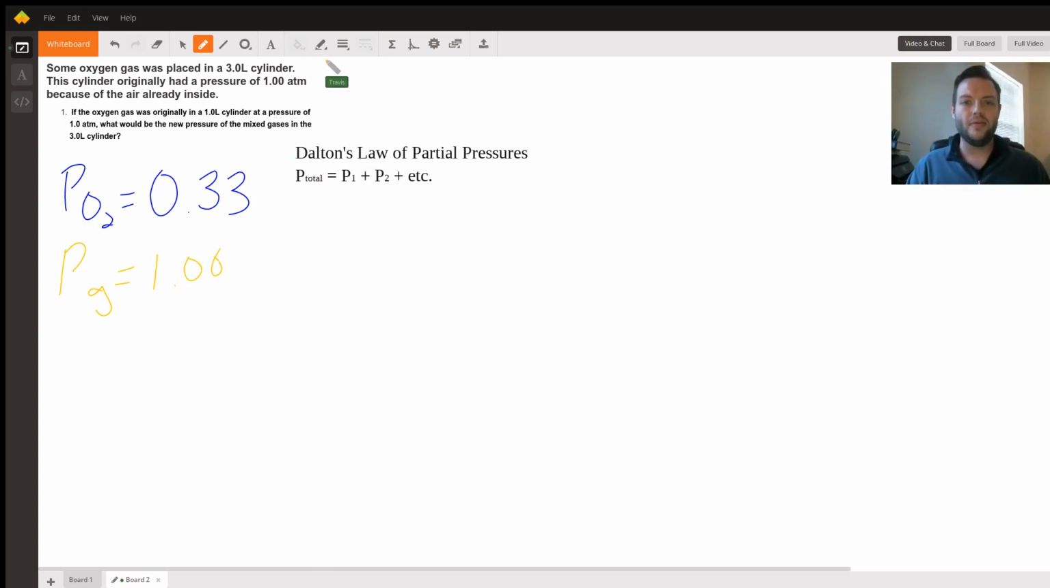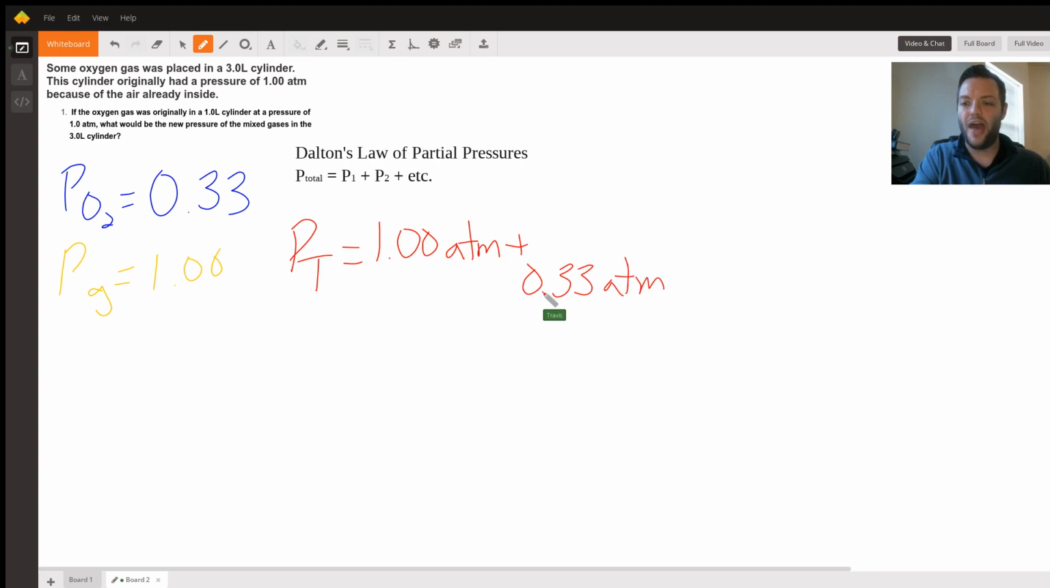So in order to figure out the total pressure, we simply add them together. So the total pressure for the container then would be the pressure of the container originally, 1.00 atm, plus the new pressure that we just found out of 0.33 atm of the oxygen that we've added. Since we're adding the two numbers together, significant figures say that we keep the smallest number of decimal places. Since both values have two decimal places, we add them up to get a total pressure of 1.33 atm.